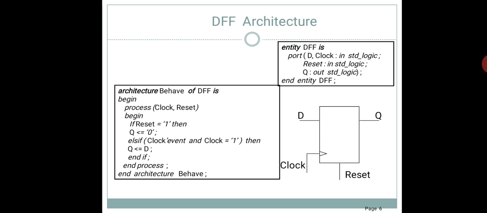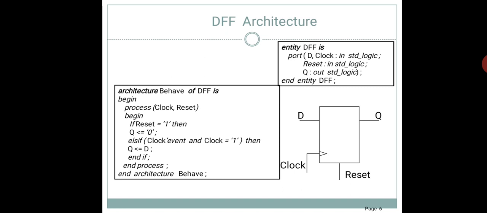So entity D flip flop, DFF, is the entity name, and then port. There are three input ports actually, D and clock. These are input STD logic. Reset is also an input STD logic, and Q is the output STD logic.